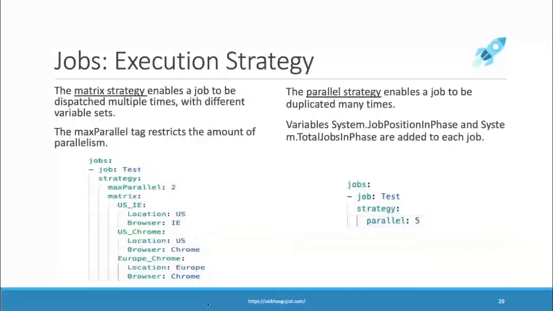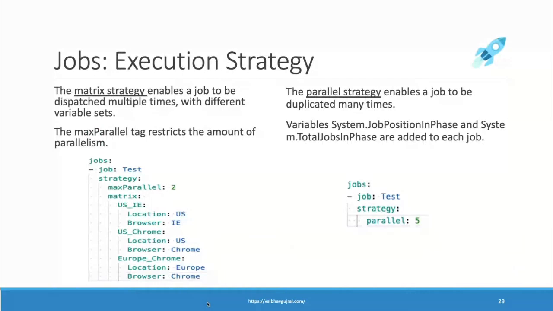When I was talking about the job schema a few slides earlier, I did mention the strategy that can be defined for a job. From a single job, you can run multiple jobs on multiple agents in parallel. There are two different options that you can choose from. The first one is called matrix strategy, through which you can enable a job to be dispatched multiple times with different variable sets. Whereas under parallel strategy, you can enable a job to be duplicated many times.